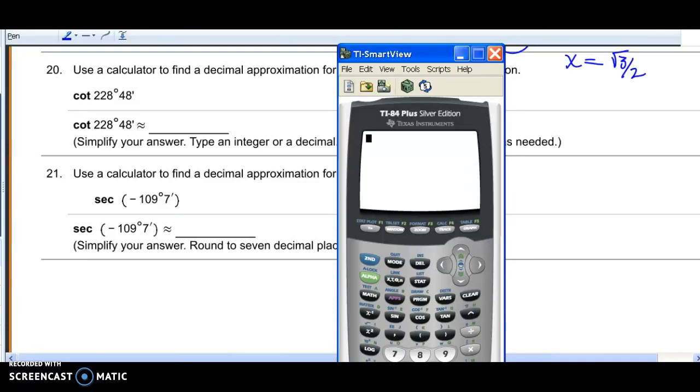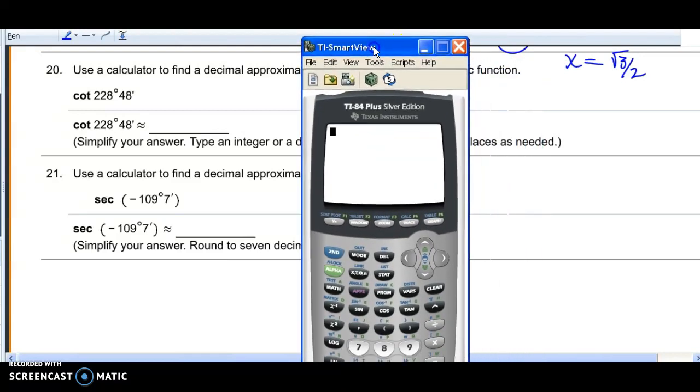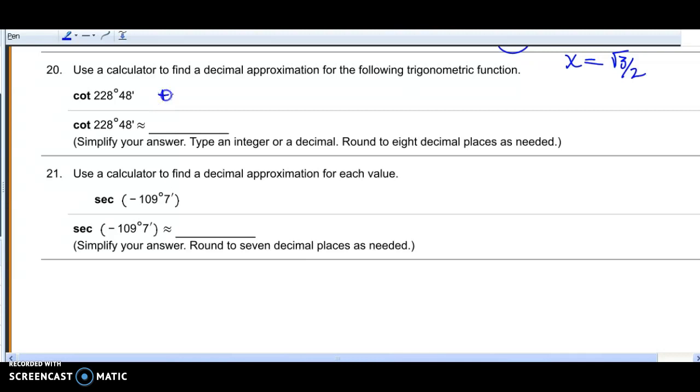Okay, now let's start with problem 20. We want to use a calculator to find the decimal approximation for this trig function. It uses some kind of notation that I need you to be aware of where to find on your calculator. So this says cotangent, but suppose it said tangent of 228 degrees and 48 minutes.